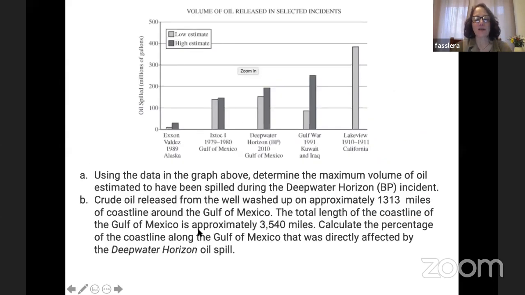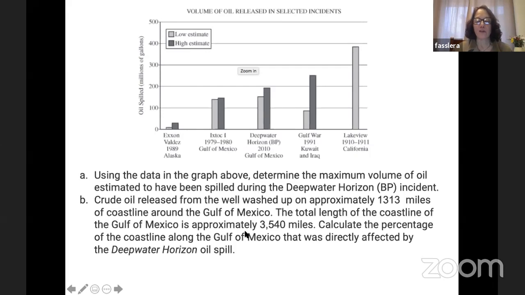So what they're saying is the total length of coastline of the Gulf of Mexico that was impacted with oil was 3,540 miles. Oh my gosh, it's hard to even imagine, isn't it? And understand that the Deepwater Horizon was an offshore oil platform. It was miles and miles off the coastline. So all of that oil, through the action of waves, was brought into the coastal ecosystem.